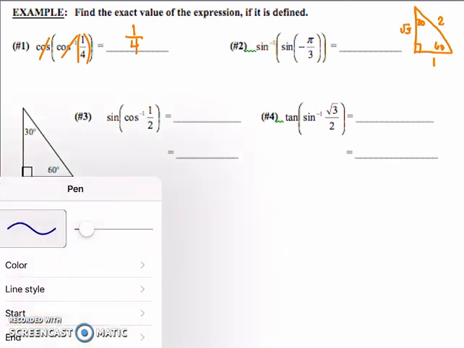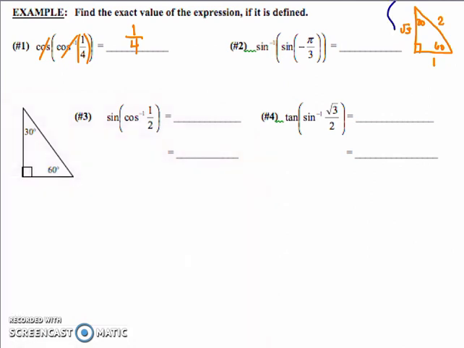In example number 2, this technically has nothing to do with this one, so I don't want you to get confused. The sine of negative pi over 3, well, I guess in some ways it does because it applies to that 30, 60, 90 triangle. But the sine of negative pi over 3, so if you think about where would negative pi over 3 be? I would be going clockwise. So negative pi over 3 would be in the 4th quadrant, right? And the sine of negative pi over 3 would be negative square root of 3 over 2.